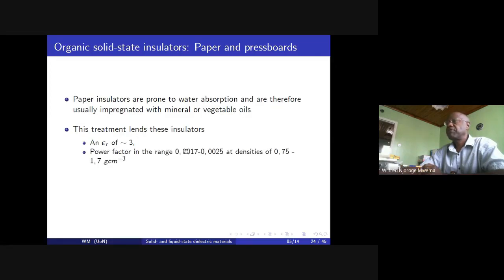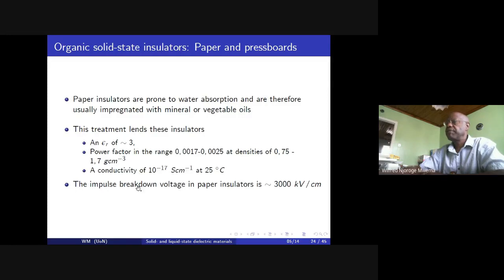We have power factors in the range of 0.0017 to 0.0025 at densities of 0.75 to 1.7 grams per centimeter cubed. So a conductivity of 10 to the minus 17 Siemens per centimeter at 25 degrees C. And the impulse breakdown voltage in papers is approximately 3,000 kilovolt per centimeter, or 3 megavolt per centimeter.